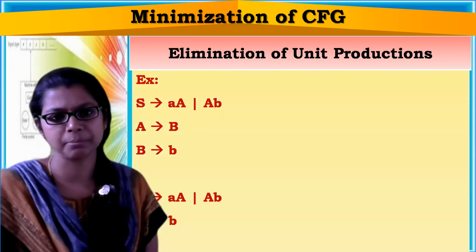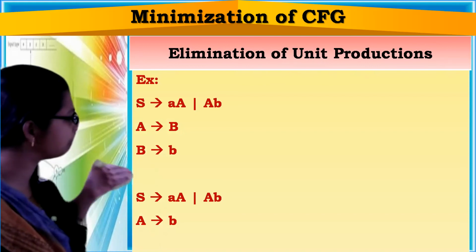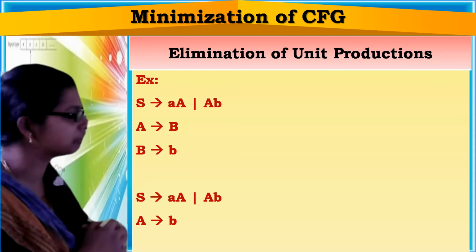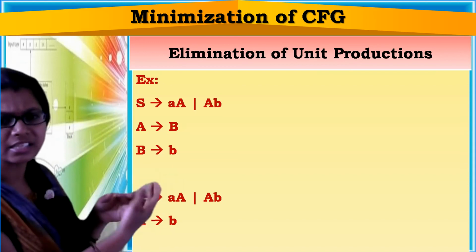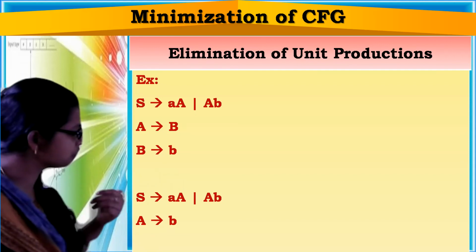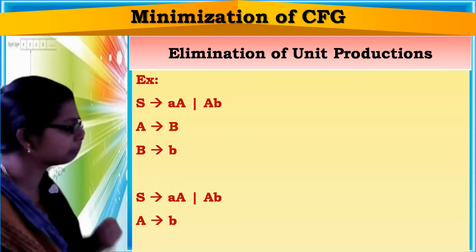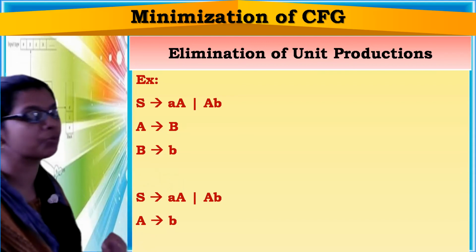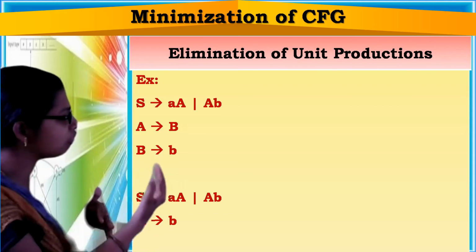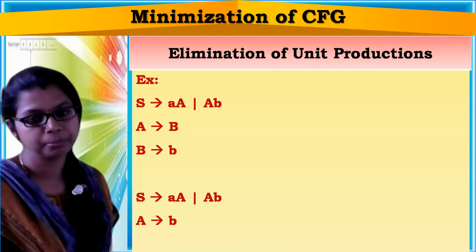Okay, let's go through one example. Suppose S producing AA or AB, then A producing B, B producing small b. Now see here also we have one unit production, A producing B. So in place of B, just replace it with its productions. So this is the simplified grammar. S producing terminal a followed by non-terminal A or non-terminal A followed by terminal b, and A is producing one terminal b. So B's productions are replaced on the right-hand side of A's production. In this way, you have to eliminate the unit productions.